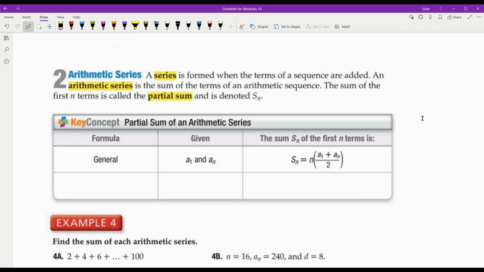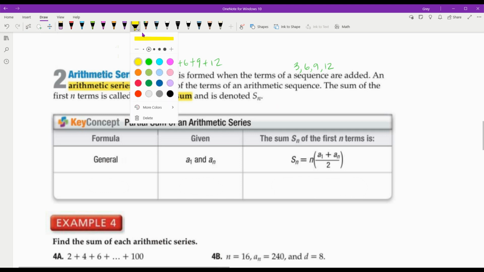But first, a series, we're in part B, arithmetic series. A series is formed when the terms of a sequence are added. So in other words, a sequence is a bunch of numbers with commas. A series is a bunch of numbers with plus signs in between them. That's the difference between a sequence and a series. And we are going to add them. Okay. A partial sum is denoted with this symbol. We got to know this.